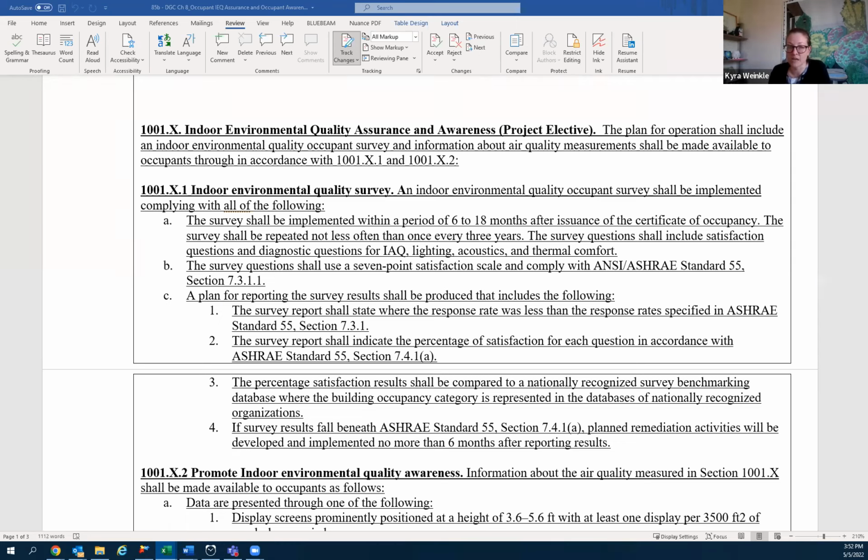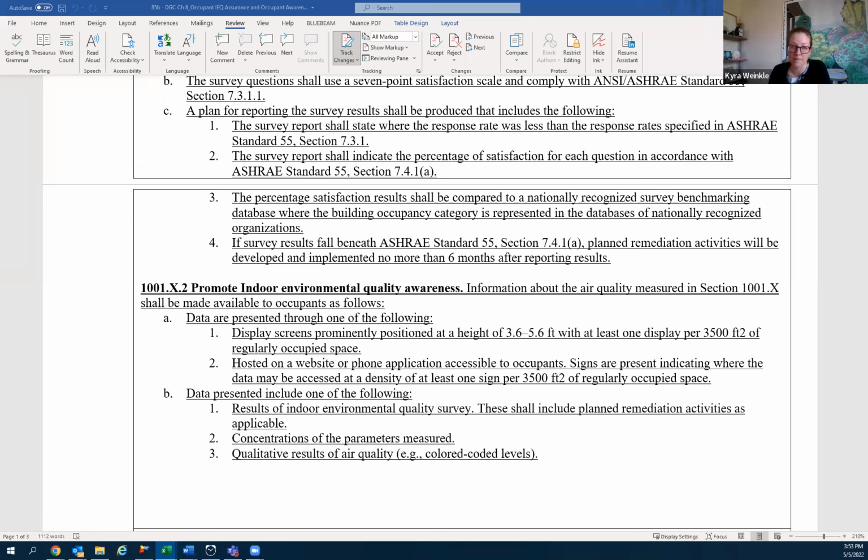And then the second part is to promote awareness, and that requires that the survey results, both quantitative and qualitative, be available to occupants either on display screens that are no less than 1 per 3,500 square feet, or on a website or a phone application.